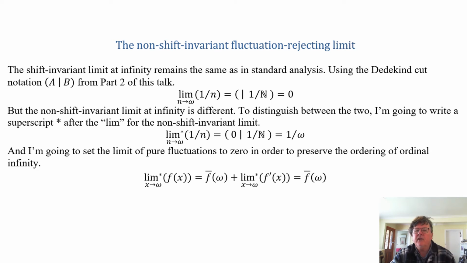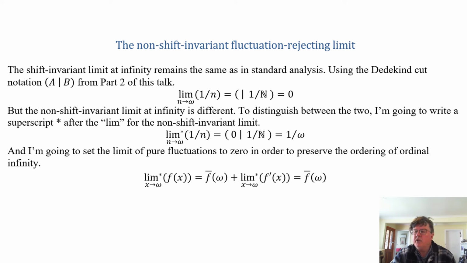But the non-shift-invariant limit at infinity is different. To distinguish between the two, I'm going to write a superscript star after the lim for the non-shift-invariant limit. So lim star n tends to infinity of 1 on n is the Dedekind cut, in this case between 0 and all inverse natural numbers. And that is the infinitesimal 1 on infinity, which is not equal to 0. Can't be equal to 0. It's greater than 0.